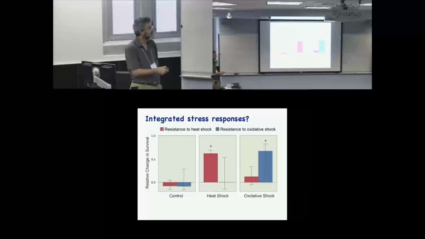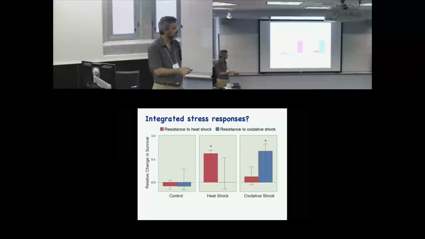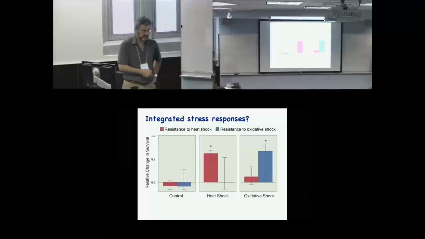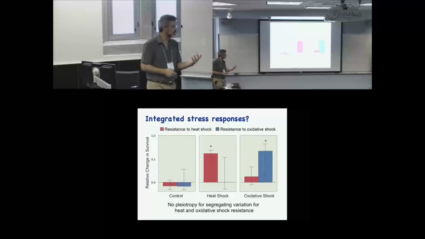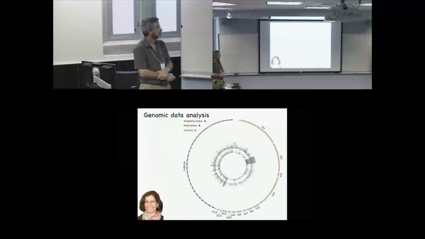So this is a multivariate trait. When we select them for increased heat stress resistance, they increase their resistance, so that's good, selection works. They don't have a correlated response to oxidative stress. And when we select them for oxidative stress resistance, they increase in oxidative stress resistance, but those guys only have a very minimal, non-significant increase in heat stress resistance. So we expect there to be pleiotropy based on the system, but we don't observe a lot. I'll skip over this part.